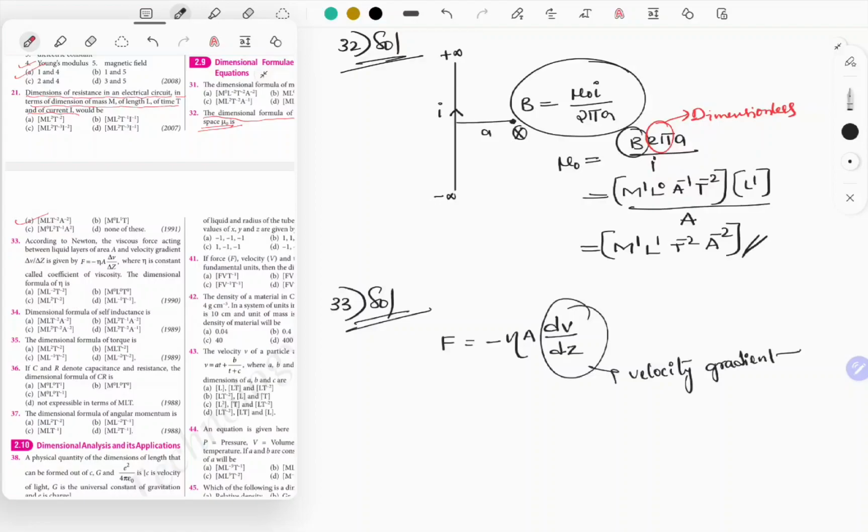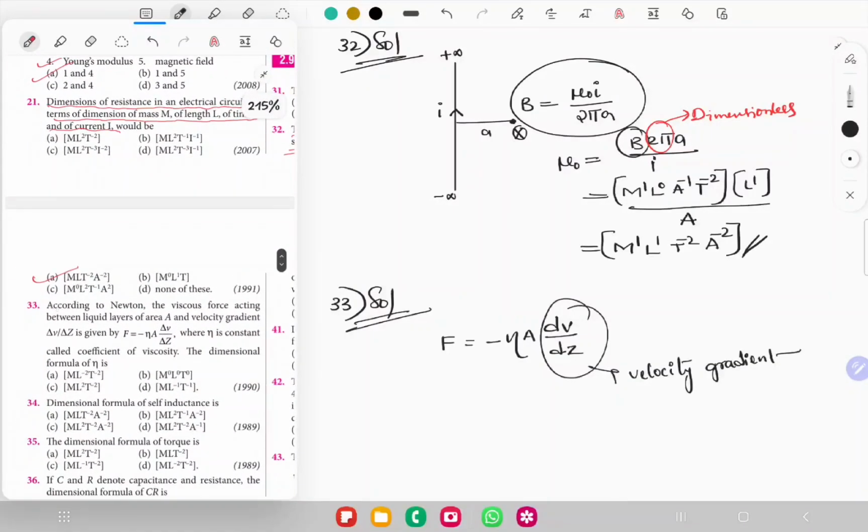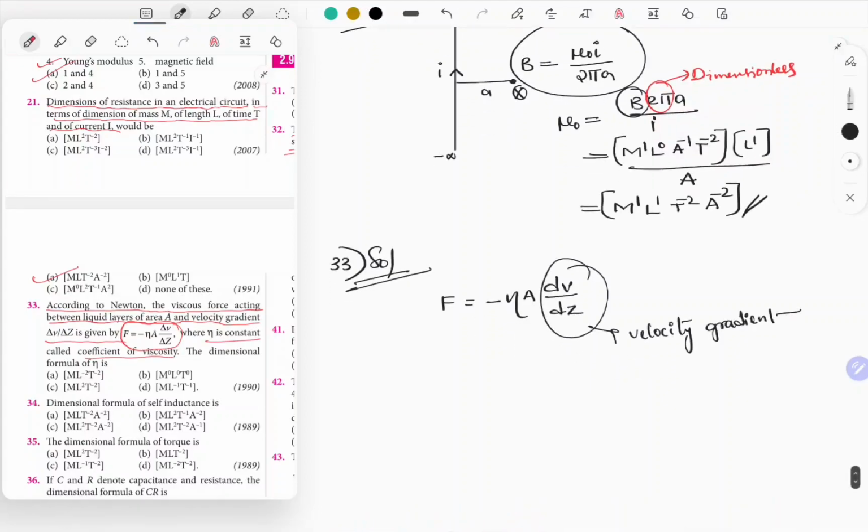Let me read out the question. According to Newton, the viscous force acting between liquid layers of area A and velocity gradient delta V by delta Z is given. This is the viscous force. Viscous force is a frictional force which acts on the liquid surfaces. It's not something very different. So eta is a constant called the coefficient of viscosity. We have to find the dimensional formula for the coefficient of viscosity.